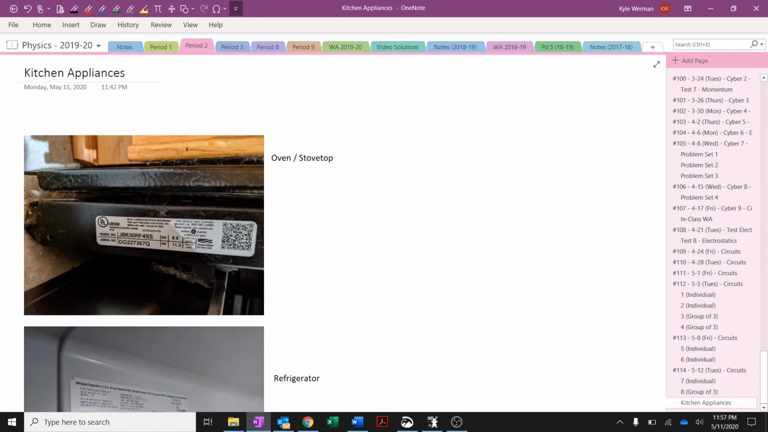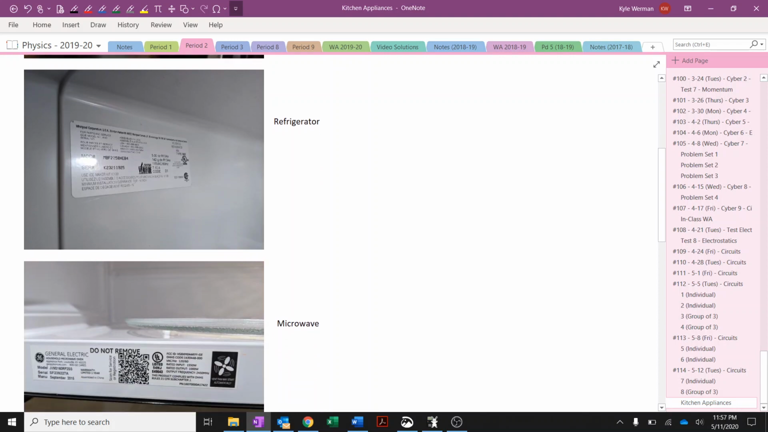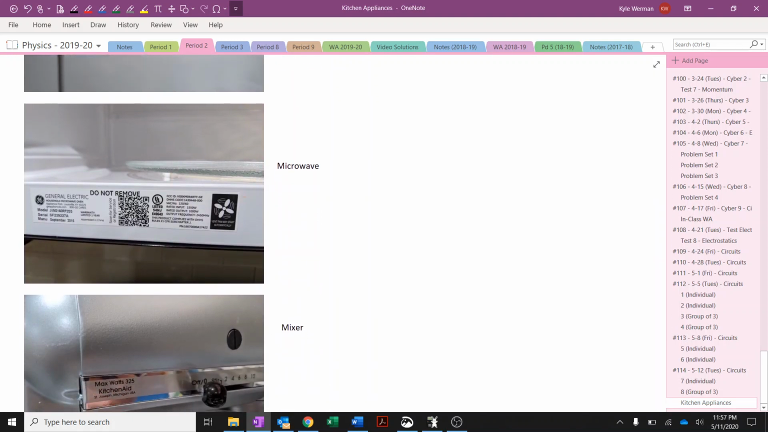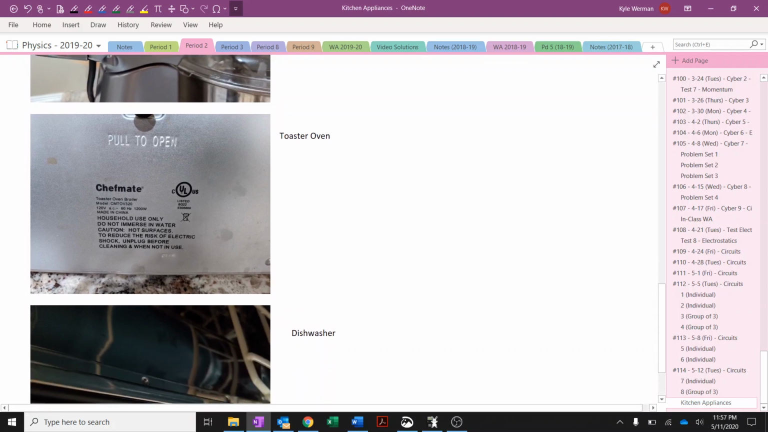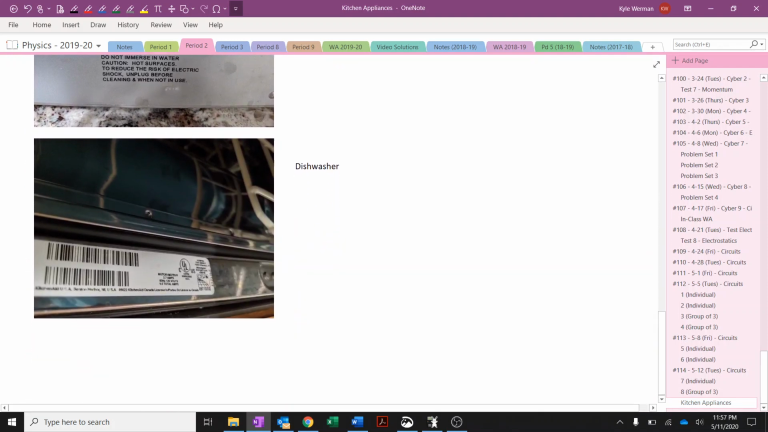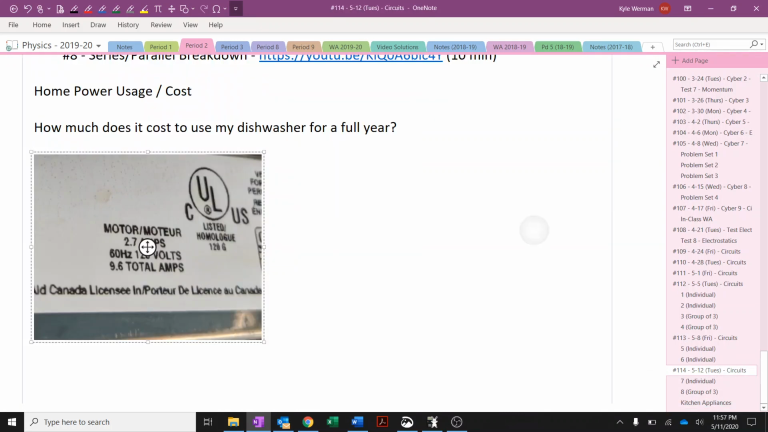zoomed in, but I went through my kitchen and I looked at my stovetop. There's the label. Refrigerator, if you open it up, there's the label. Inside the microwave, when you open it. On the side of my mixer, there's the bottom of my toaster oven. And there's my dishwasher when I open it up. And by law, it needs to be somewhere accessible and visible. You shouldn't have to pull your stove away from the wall to be able to identify it. And this is something you're going to find on anything that's plugged into your circuit.